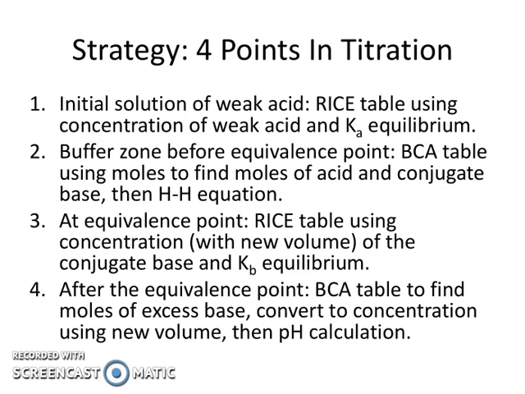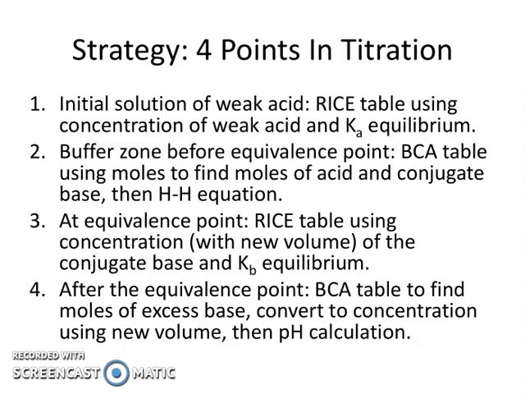Okay, so at the very beginning, we'll just have our Ka equilibrium with our acid and water. Then we have the buffer zone that happens before the equivalence point. If we're in that area of the titration, we'll do a BCA table using moles to find the moles of acid and then the moles of conjugate base that are produced when it's neutralized. And then, because we have a mixture of the acid and its conjugate base, we'll use the Henderson-Hasselbalch equation.